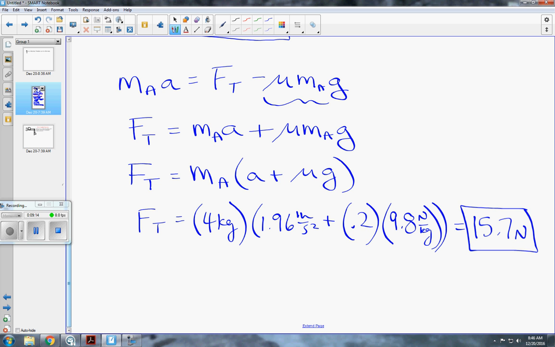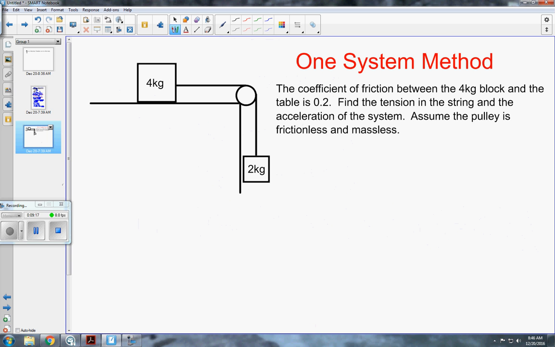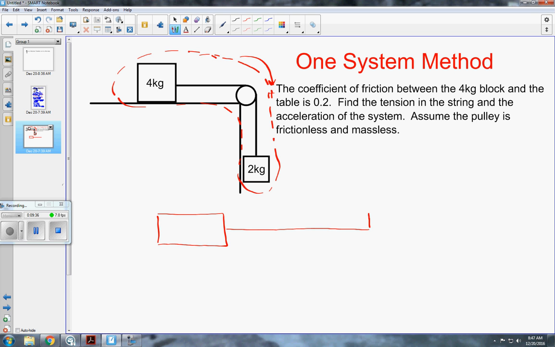Now let's try doing this problem with one system. So this time I'm going to change it up a little bit, and I'm going to say that this whole thing is in my system. I'm going to include the string in my system. I'm still going to choose a positive direction, and that positive direction is going to be B down. But now what I'm going to do is kind of unfold my system. Since the pulley simply changes the direction of the force, then I can redraw it with it unfolded, and now I can draw my forces on this.